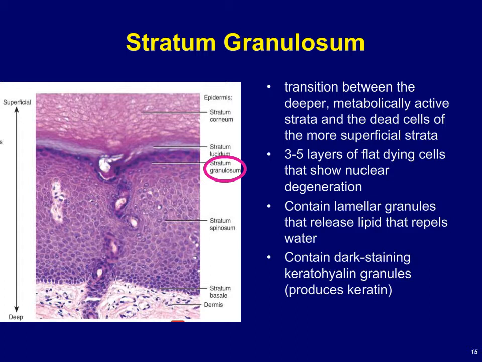And so the body is programming these cells to die, and as they're dying, they're accumulating keratohyalin granules and also substantial amounts of lipid. And so when they die, they'll be pushed up to the above layers where they will form a nice flat tile-like connection of cells that are very tough and very waterproof. And so again, the stratum granulosum is a transition in the skin. Everything below it is alive and everything above it is dead. And so the stratum granulosum contains 3 to 5 layers of dying cells that are accumulating keratin and also lipids.